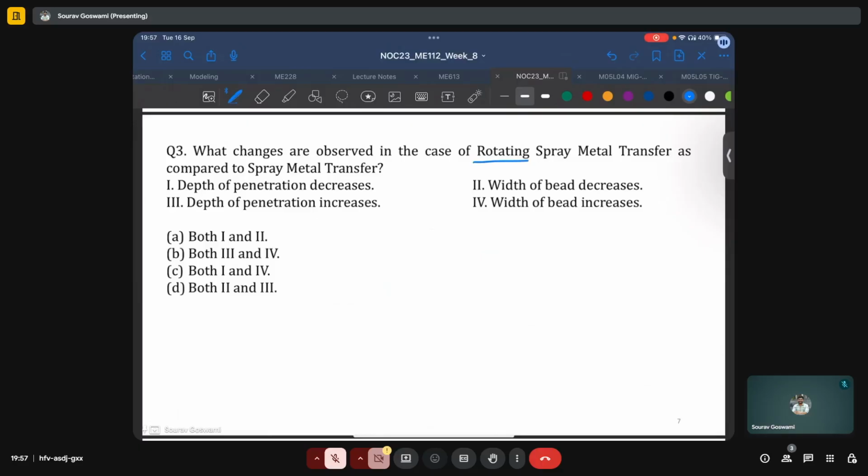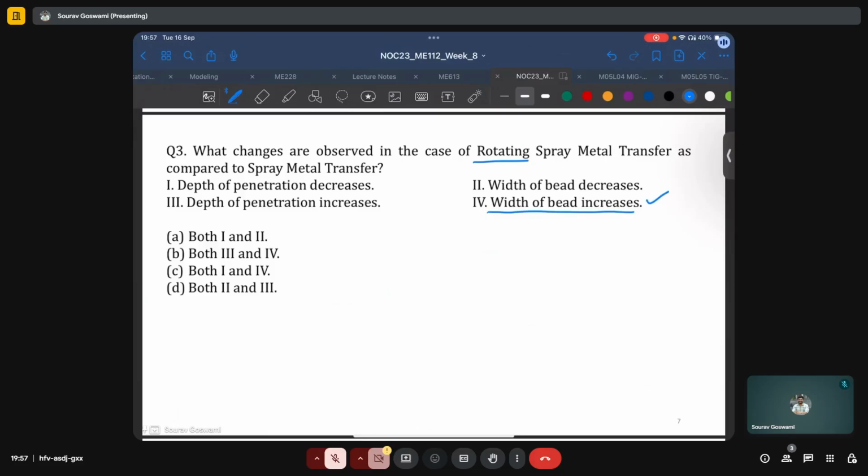Now, if you remember from our discussion, in a rotating spray metal transfer, the metal droplets which are transferred in the form of a fine spray are additionally imparted a rotational motion which spreads the metal in the XY plane. So previously where they were getting deposited in a concentrated fashion directly below the MIG wire, now they will be spread out. Because of this spread, the width of the bead will increase, because now the material is getting deposited in a larger region.